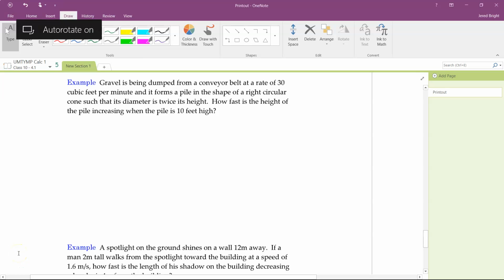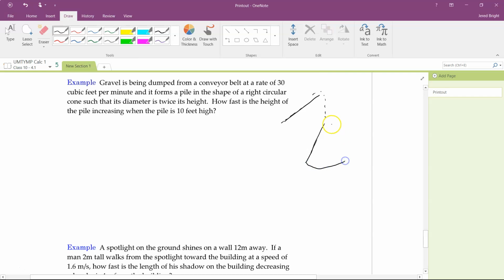All right, we have another example here. Gravel is being dumped. This is sort of another classical one, dumped from a conveyor belt at a rate of 30 cubic feet per minute, and we get a right circular cone. So, okay, here's my conveyor belt, and it's dropping stuff, and it's forming this nice conical pile. Okay, and so that's coming down here at a rate of 30 cubic feet, so feet cubed per minute. And we get a right circular cone.